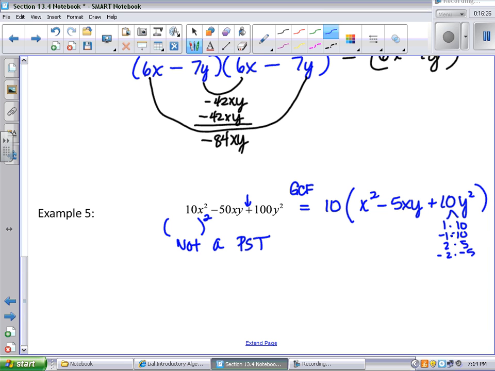Do any of those add up to my middle coefficient of negative 5? The answer is no. None of them will add up to that middle coefficient of negative 5. I know I can't factor that trinomial. The only thing I can do here is take out the greatest common factor of 10. This is completely factored.